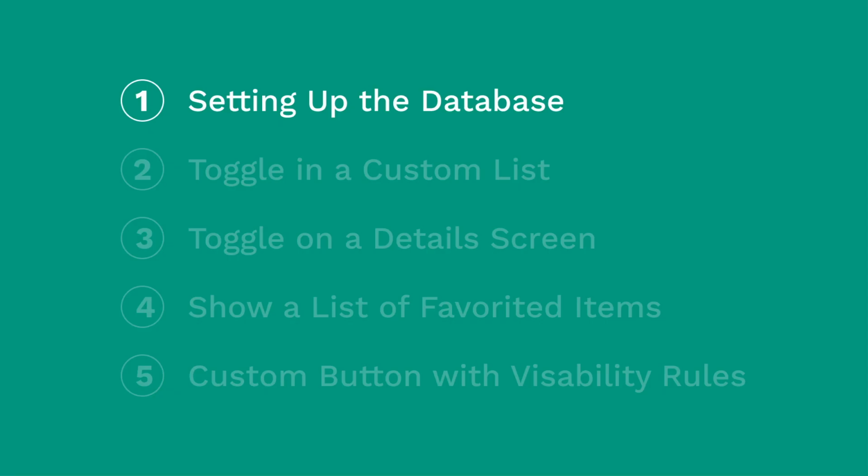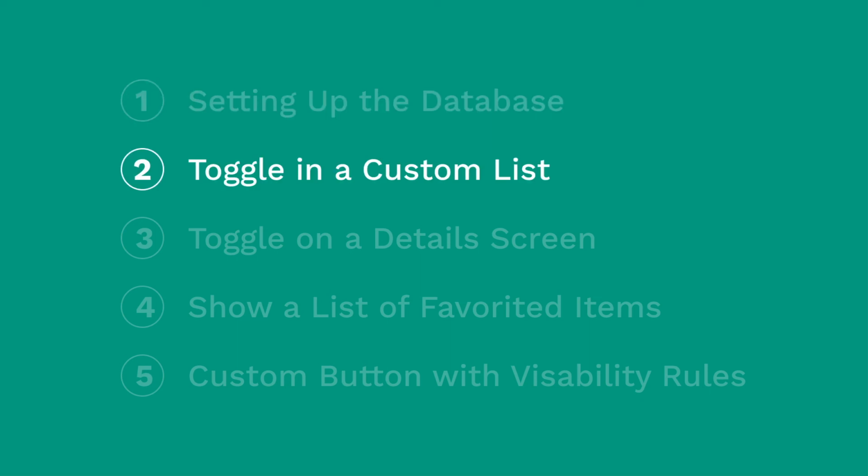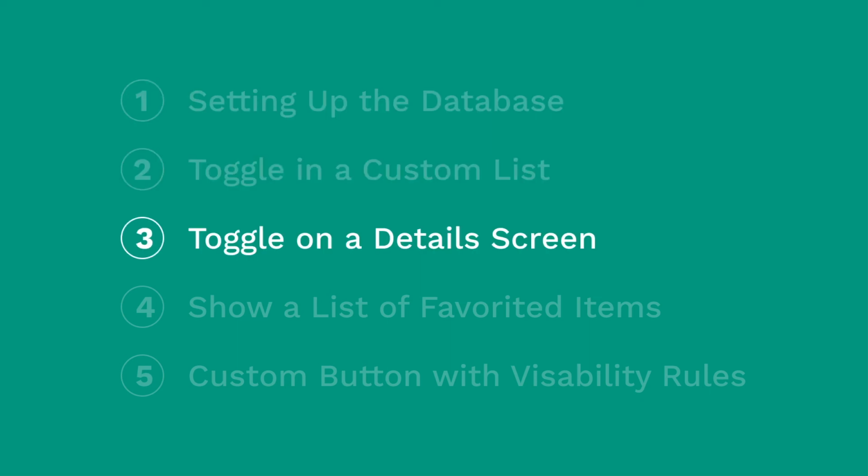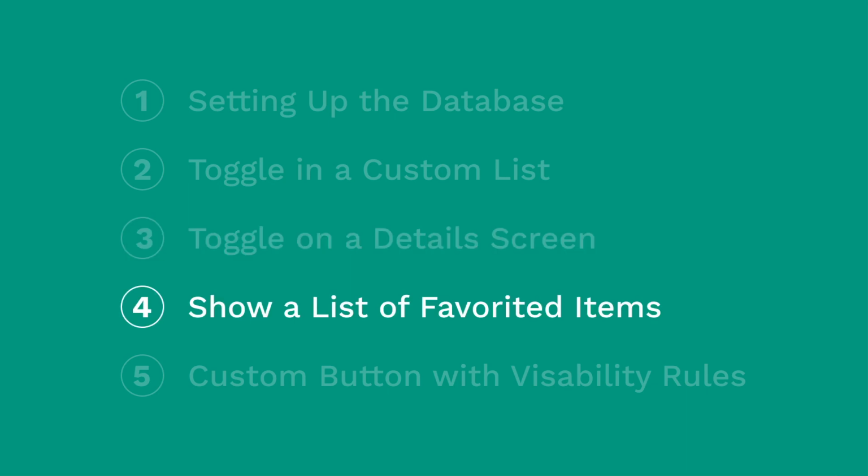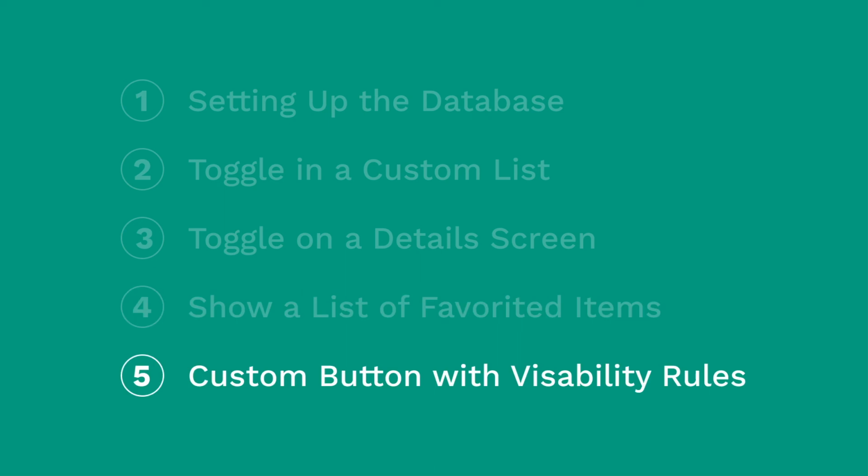So in this tutorial, we covered setting up the database, putting a toggle in a custom list, doing a toggle on a detail screen, and then we set up how to show a list of favorite items, and then we used visibility rules to change the state of our button. Now you can get started favoriting within your Adalo app.